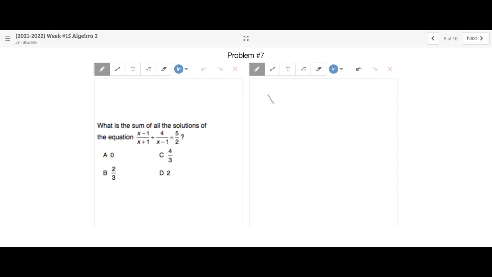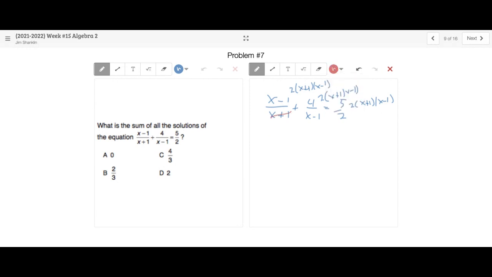So I have x minus 1 over x plus 1 plus 4 over x minus 1 is equal to 5 halves. Okay, so we said our common denominator was 2, x plus 1, x minus 1. This is going to take up a little space. 2 times x plus 1, x minus 1. And 2 times x plus 1, x minus 1. Okay. Now, I start crossing things off.